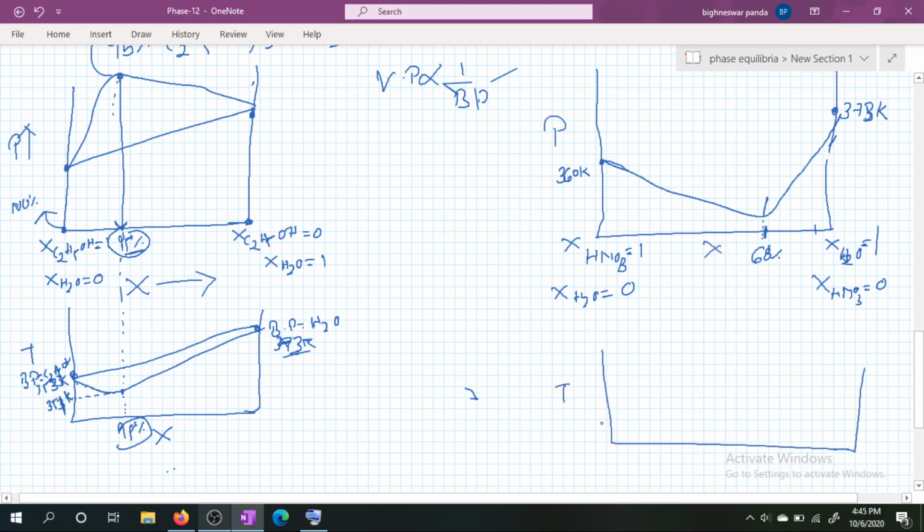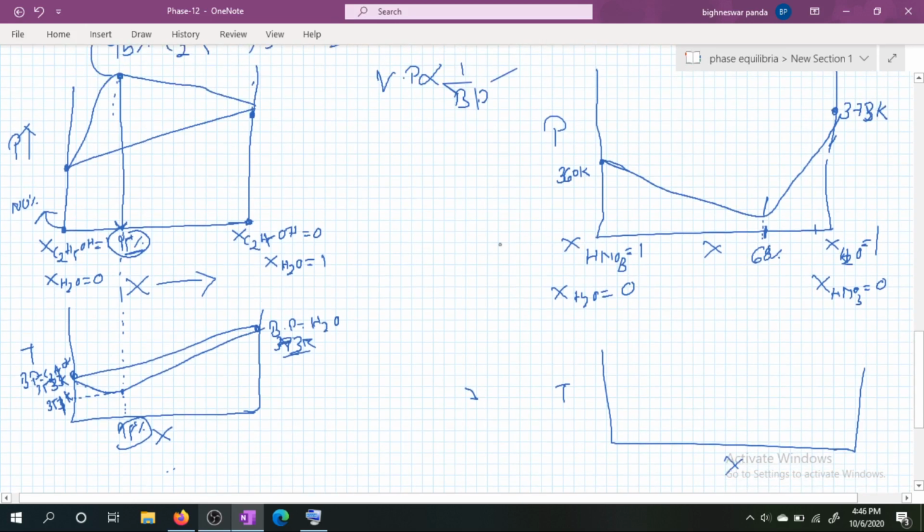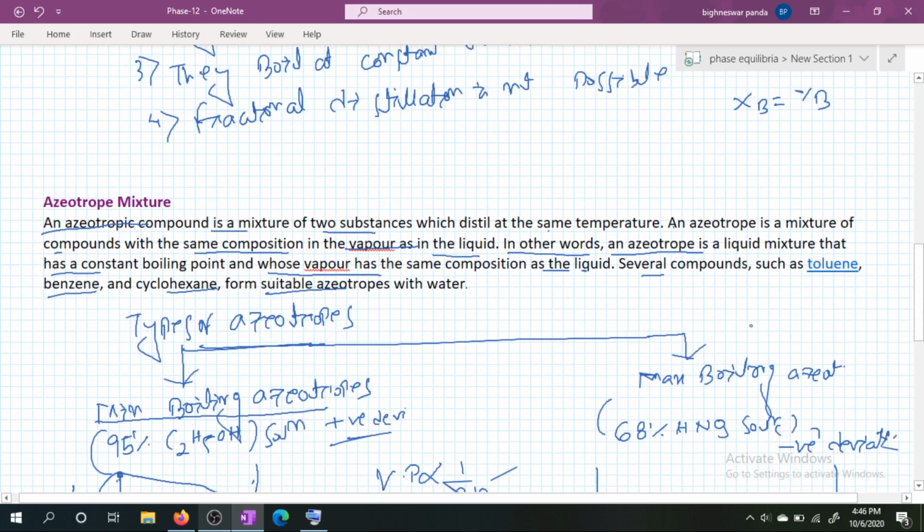If I consider temperature with respect to mole fraction, then I can find graph A. At this composition, they have maximum boiling point. So vapor pressure is low, so boiling point will be maximum. So this is all about azeotropic mixture.